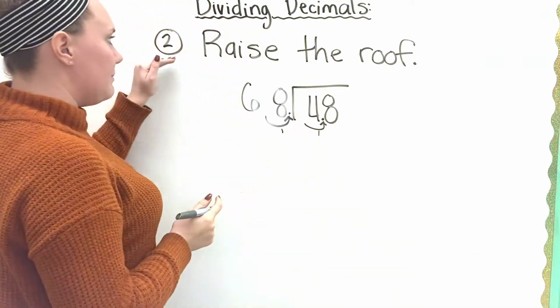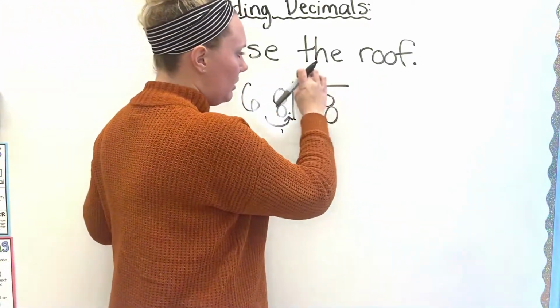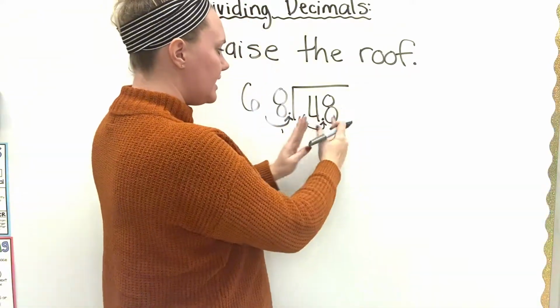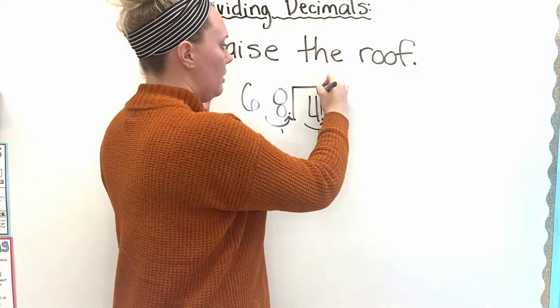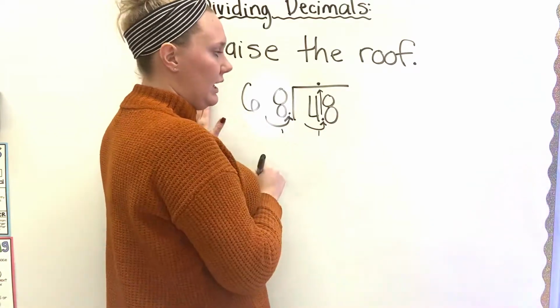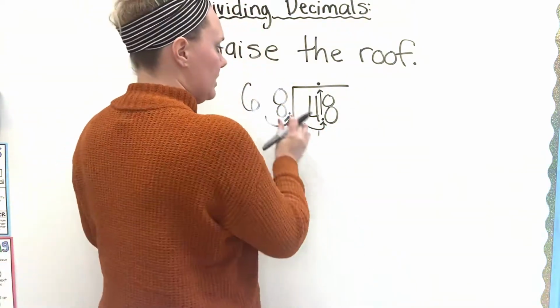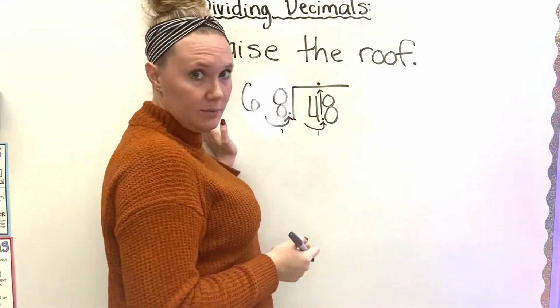My second step is to raise the roof. Now, you probably hear me calling this little bar right here the division house. Well, once you get your decimal moved, you need to raise the roof. I mean, take that decimal and put it right on the roof of your house. It's going to sit right there on the roof, and it's going to wait for you to divide it. So, make it legal, then raise the roof. Always put it up top.